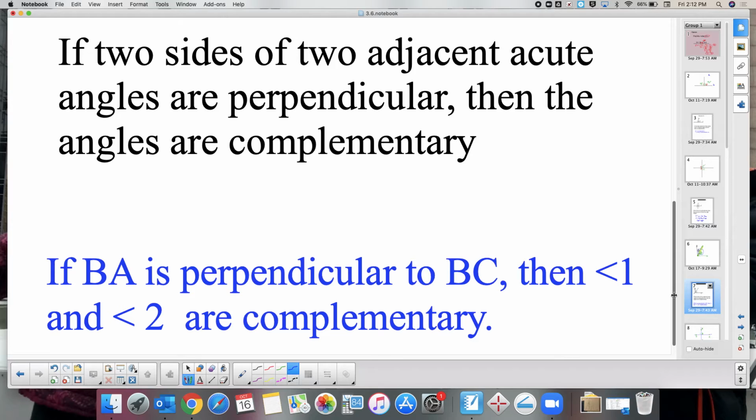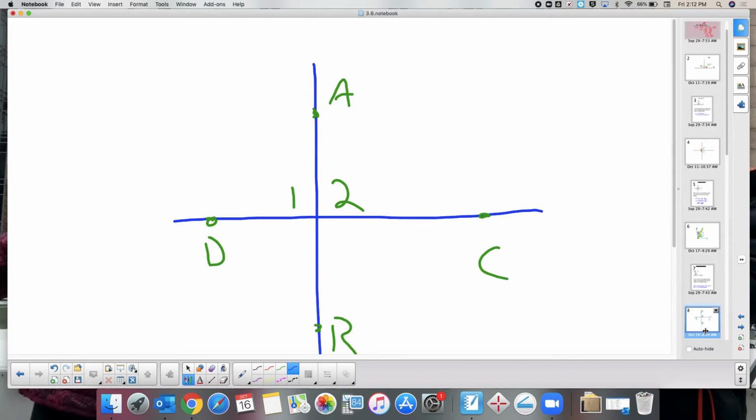Taking a look at example 1 then. Example 1 says in the diagram, AB is perpendicular to DC. What can we conclude about angle 1 and angle 2? Angle 1 and angle 2 are both right angles then.